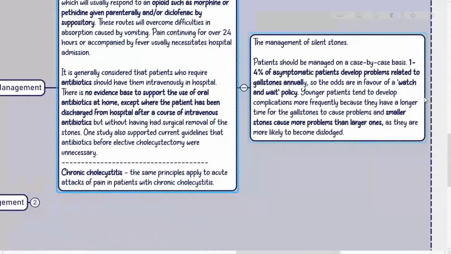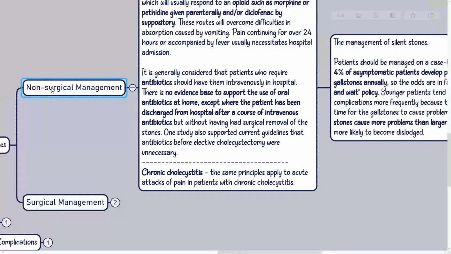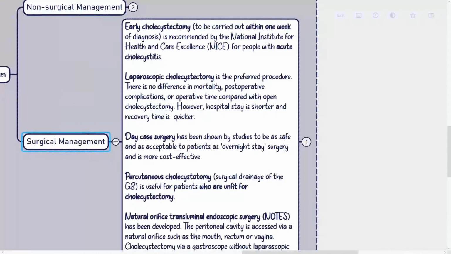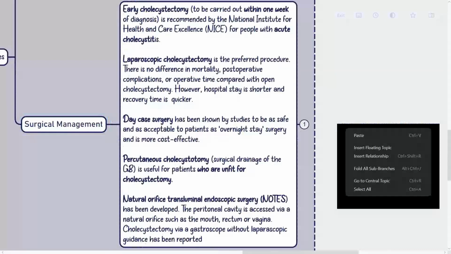1 to 4% of asymptomatic patients develop problems related to gallstones annually, so the odds are in favor of a watch-and-wait policy. Younger patients tend to develop complications more frequently because they have a longer time for the gallstones to cause problems, and smaller stones cause more problems than larger ones, as they are more likely to become dislodged.